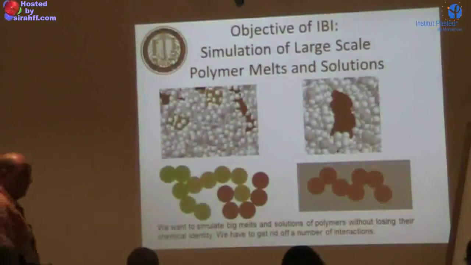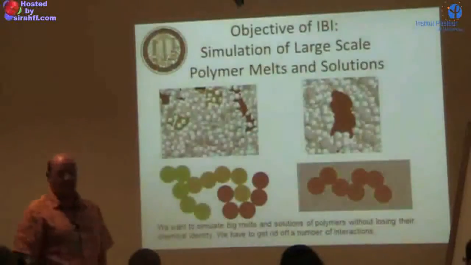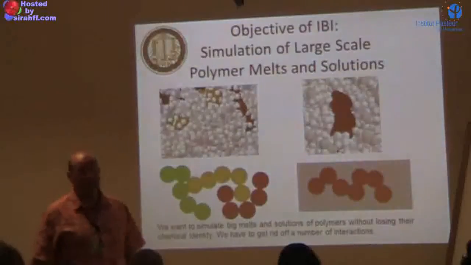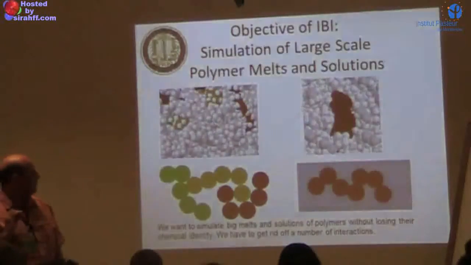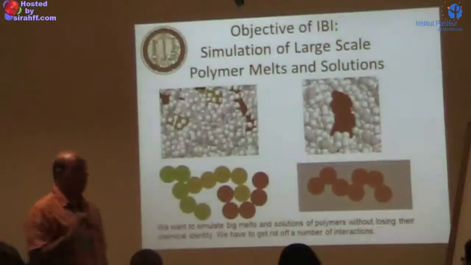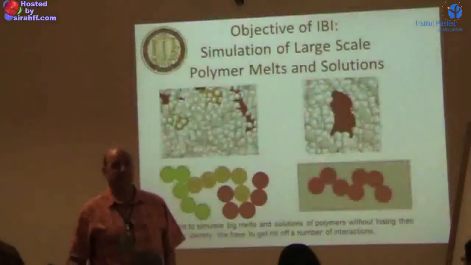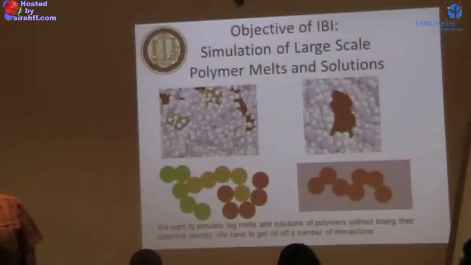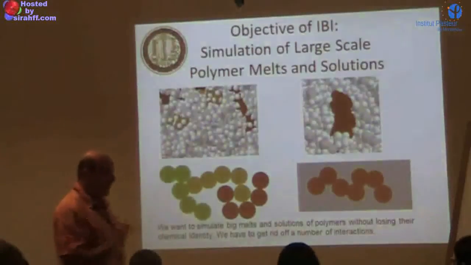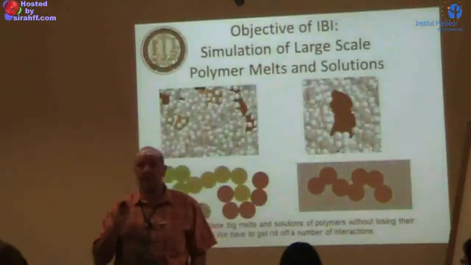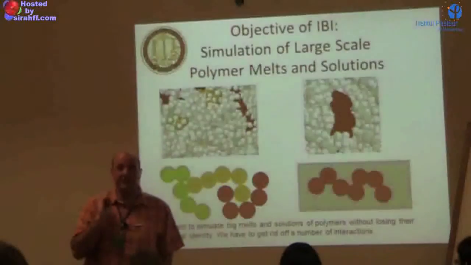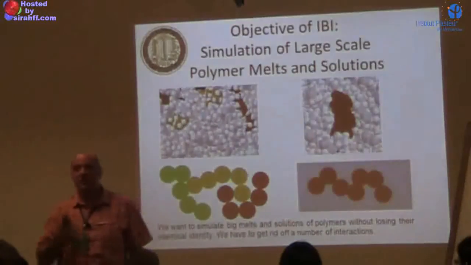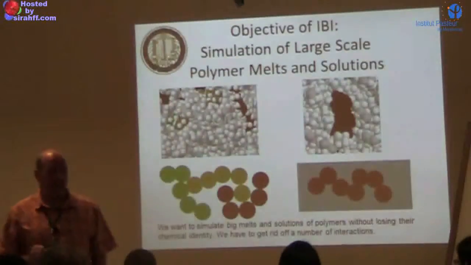The objective of Iterative Boltzmann Inversion really comes from the polymer world, and the examples I'm talking about are polymer melts. It's the simulation of large-scale polymer melts and polymer solutions. That's really what you want to do. Especially, and I bring this up right from the beginning, the big advantage is that we can do the optimization on oligomers, on short polymers, and then we can go up to long chains. That is the big advantage which led to the success of IBI over the last decade or so.